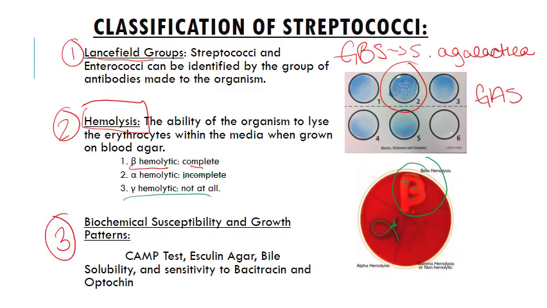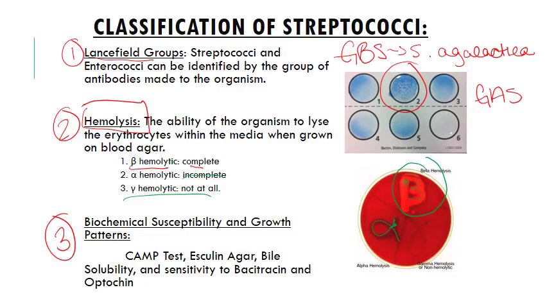Gamma hemolysis is literally not hemolytic. So no hemolysis, you can't see through it. It's not changing the color of the agar. It's growing on the agar. So you've got beta hemolysis, which is complete, alpha hemolysis, which is incomplete, and gamma hemolysis, which is no hemolysis.